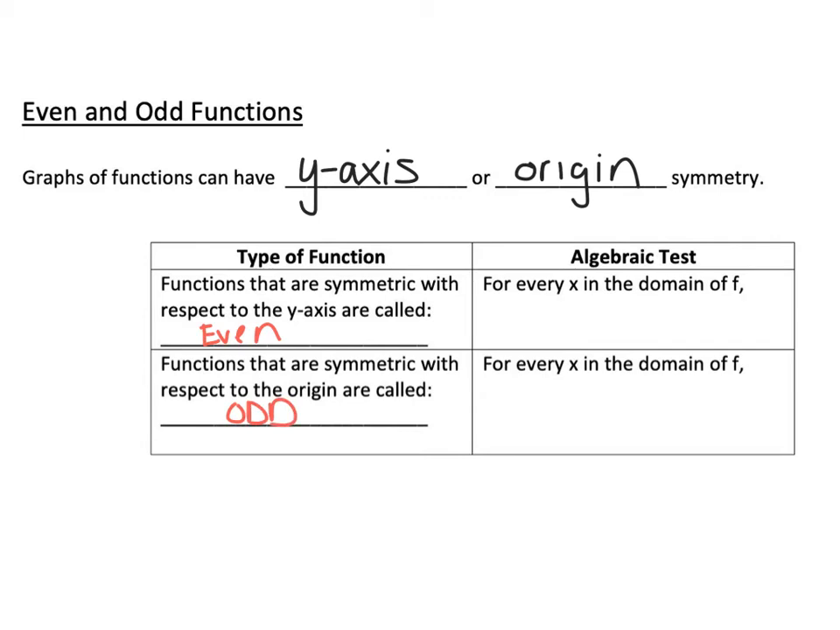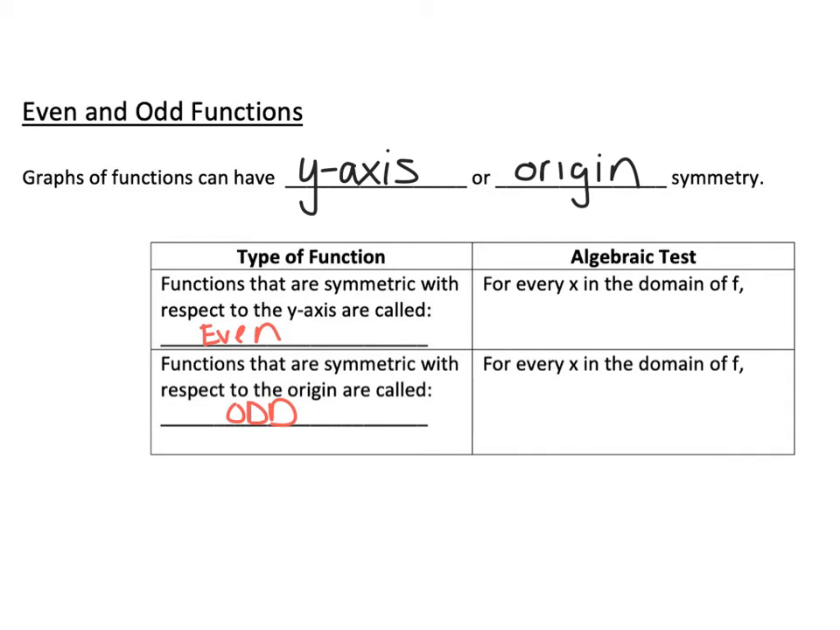Now, I don't want you to think that all functions are exactly even with this type of symmetry or exactly odd with this type of symmetry. There are a lot of functions that don't fall into even symmetry or odd symmetry.